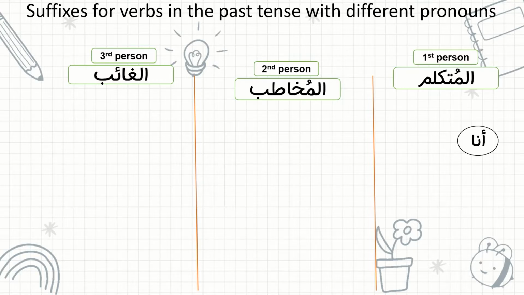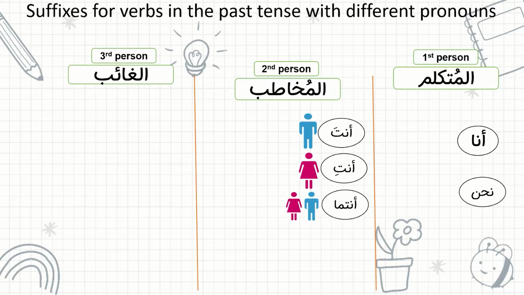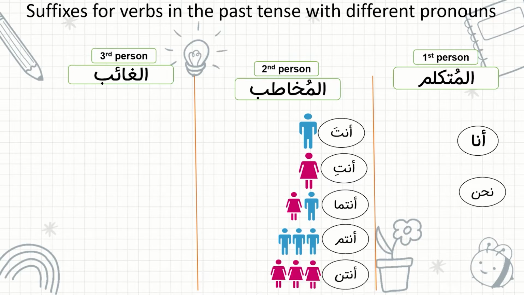Pronouns of first person in English are I and we. In Arabic, we have the same: أنا and نحن. Only two pronouns. In English, we have only one pronoun for the second person, which is you. But in Arabic, we have أنت for singular male, أنتِ for singular female, أنتما for dual, which means two people, two males or two females, or one male and one female. We have أنتم for plural of males. We have أنتن for plural of females. The meaning of all of these pronouns is you.